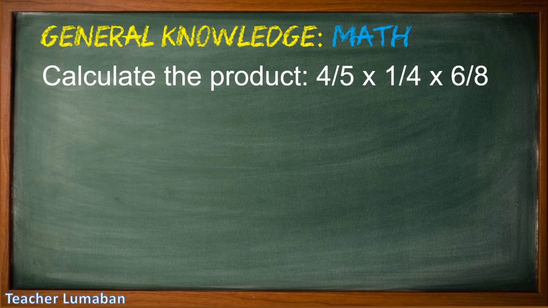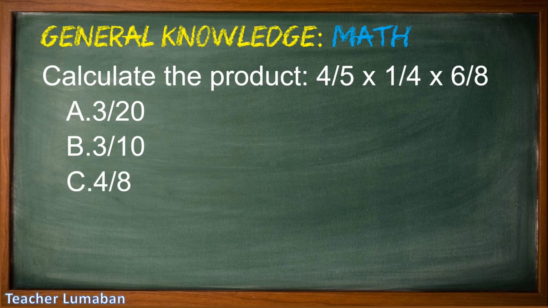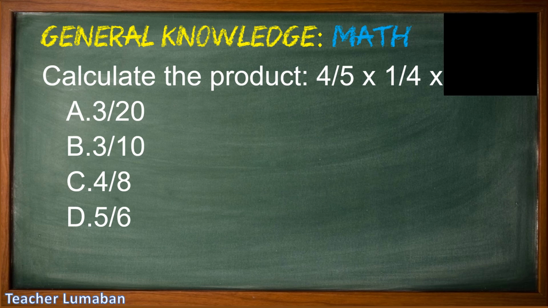Calculate the product. 4/5 multiply by 1/4 multiply by 6/8. Letter A, 3/20. Letter B, 3/10. Letter C, 4/8. Letter D, 5/6. Please determine the suitable answer to the following choices in 5 seconds.